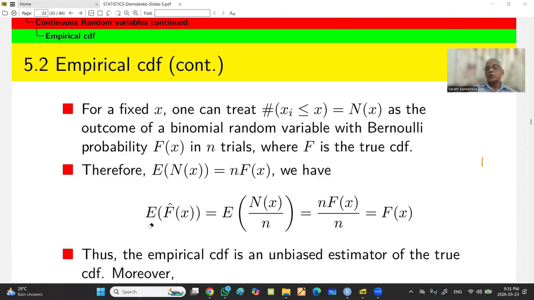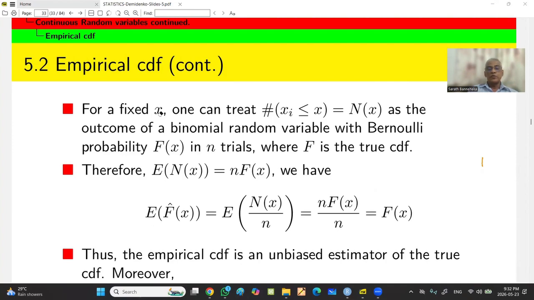That property is called unbiasedness. So here, F hat x, which is the empirical cumulative distribution function, is an unbiased estimator of F(x). This is true for any x. Here we have taken a fixed x. If you consider any other fixed x, at that x also, this is true. So in general, this whole function can be considered an unbiased estimator for this whole function.